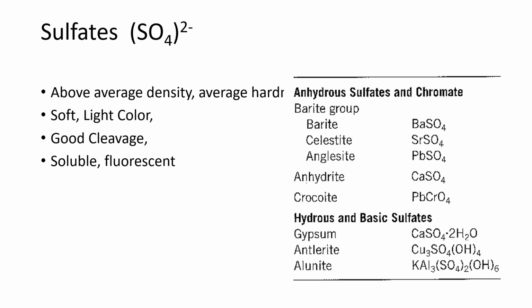So sulfates are above average density, average hardness, they're soft, light color, good cleavage, soluble, and sometimes fluorescent. And you have things like anhydrite, barite, gypsum, and alunite.